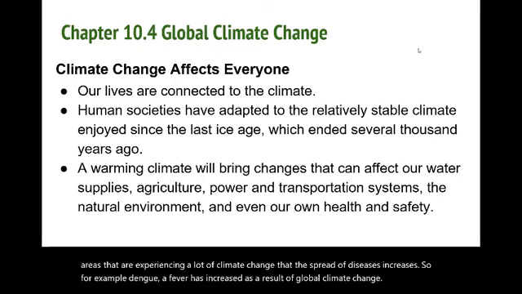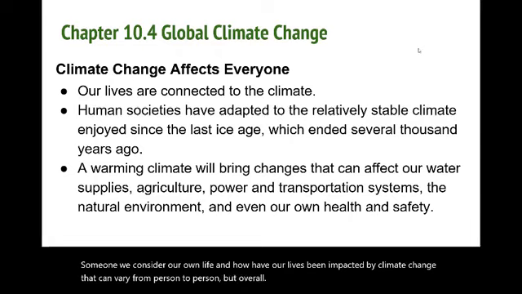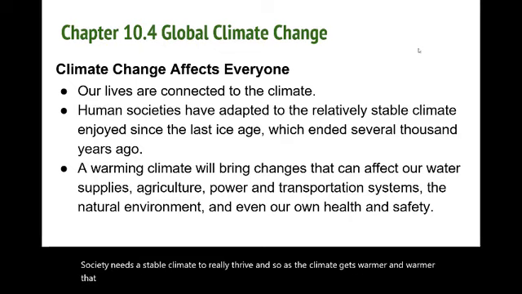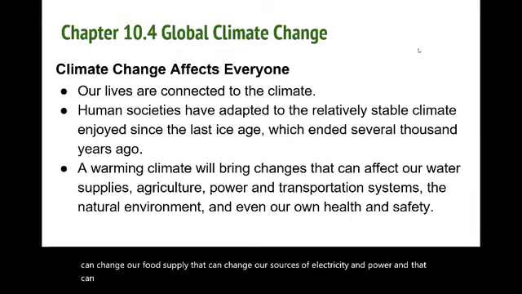When we consider our own lives and how they have been impacted by climate change, that can vary from person to person, but overall, society needs a stable climate to really thrive. And so as the climate gets warmer and warmer, that can change how our plants grow, how marine organisms survive, our food supply, our sources of electricity and power, and that can really change the balance of our ecosystems and ultimately our human health.